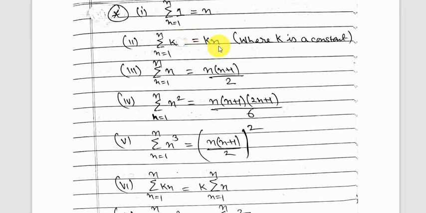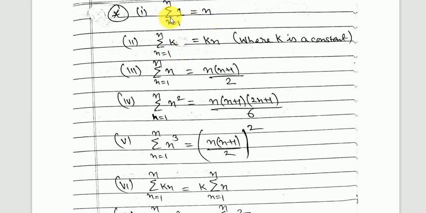Good morning, children. Before we move on to the next question, let us see a few formulae. Number one: if you have summation n equal to 1 to n of 1, then this will be equal to n, because this implies 1 plus 1 plus 1, n times. So the sum will come to n.